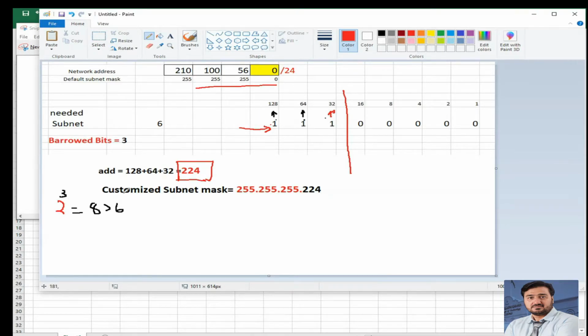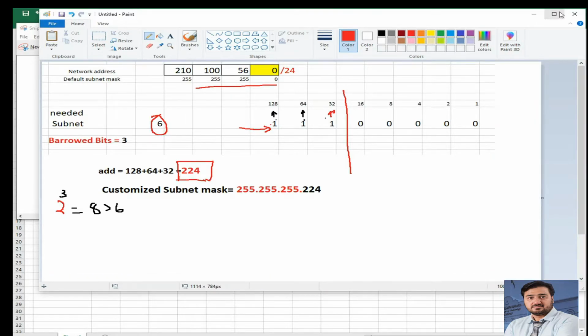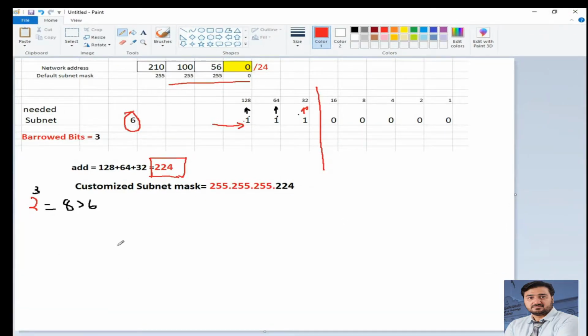Now, if I ask you, the needed subnet is 6. So how can we make these 6 subnets? What will be the first subnet? What will be the second subnet? What will be the third subnet? The fourth subnet value? Network addresses. I will come to that point. First, let me write here.